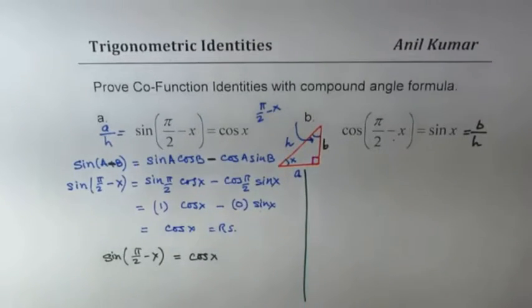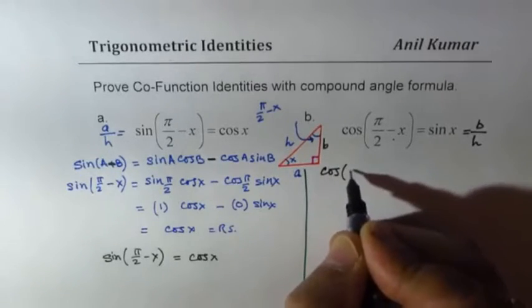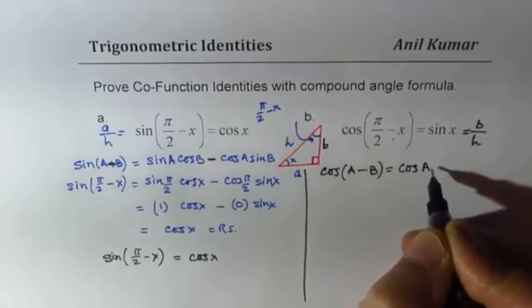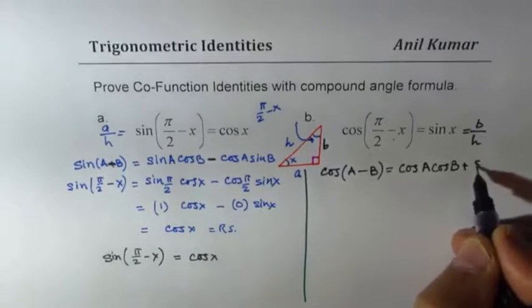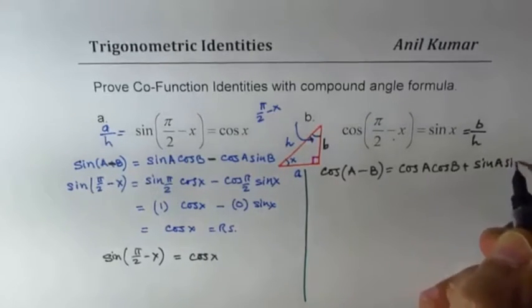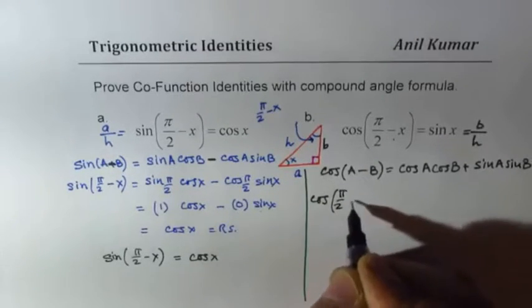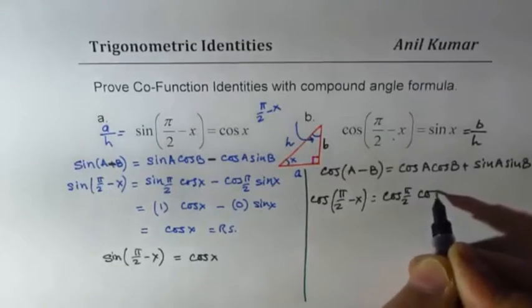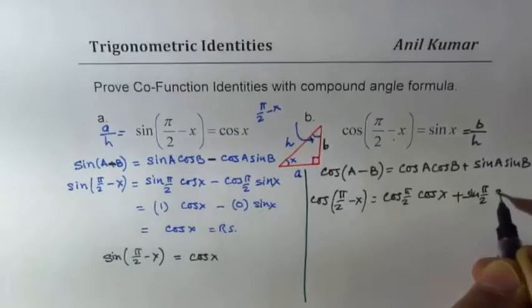Now this is a very similar proof. You can actually pause the video and prove it yourself, and here is how we are going to do it. So we are doing cos of A minus B equals cos A cos B, minus becomes plus in the formula, sine A sine B. We want to find what is cos of pi by 2 minus x. So we get cos of pi by 2 cos x plus sine of pi by 2 sine x.